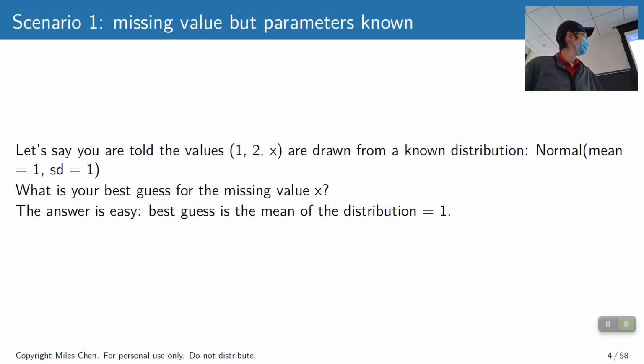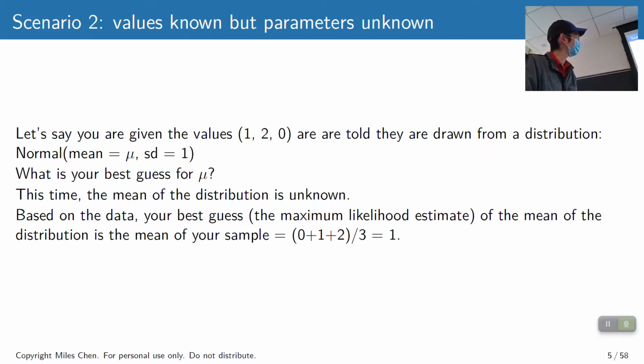Well, if these values are just drawn independently from this normal distribution, then the value with the highest probability for what x is going to be is just going to be the mean. So our guess for x will be 1. Okay, that's simple enough.